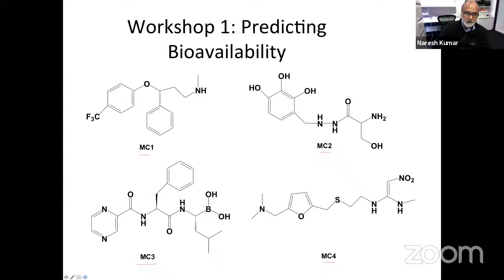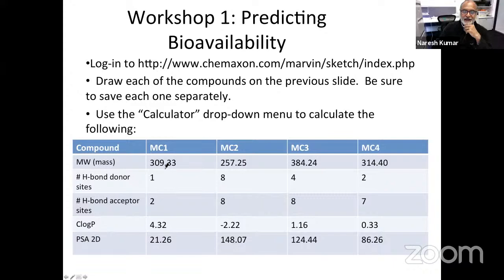And I have done that for you already, and you may want to check it yourself. So if I go to the next slide, I actually have given you all that data in the table over here. For the four compounds, I've given the molecular weight. These are the four molecular weights here, and you can see they're all below 500. And also I have calculated the hydrogen bond donor sites for you. That means how many groups are there in the molecule which can donate a hydrogen bond. And also there are hydrogen bond acceptor sites within the molecule.